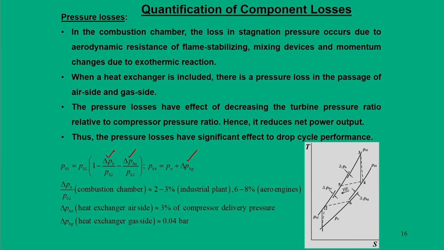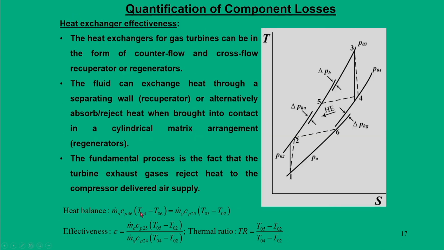And over a wide range of experiments, typical numbers have been generated, and these losses are quantified in the range of 2 to 3%, that is delta Pb in the combustion chamber, it is about 2 to 3% for industrial plant and 6 to 8% in aero engines. And for the heat exchanger side, delta Pha is 3% of the compressor delivery pressure, whereas on the gas side, because of the low pressure, we quantify it as typically 0.04 bar. So, these numbers we can use widely for our calculations.